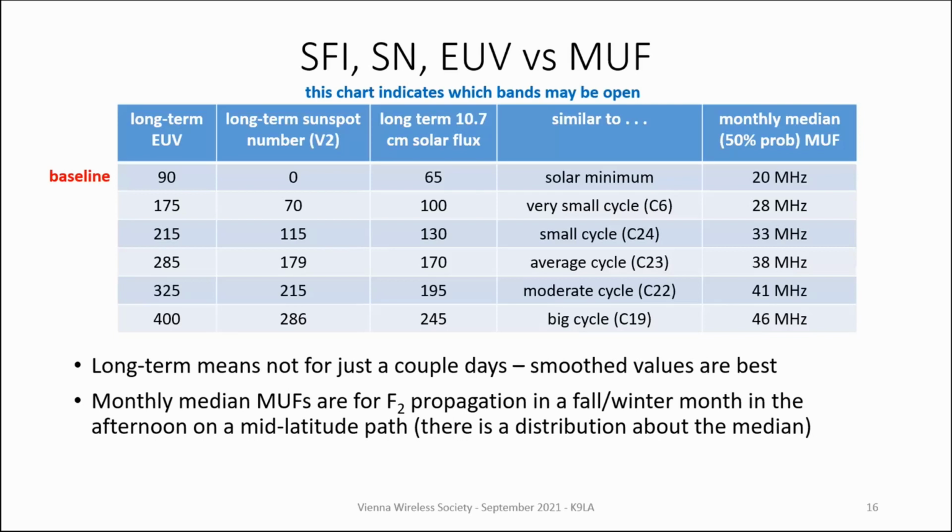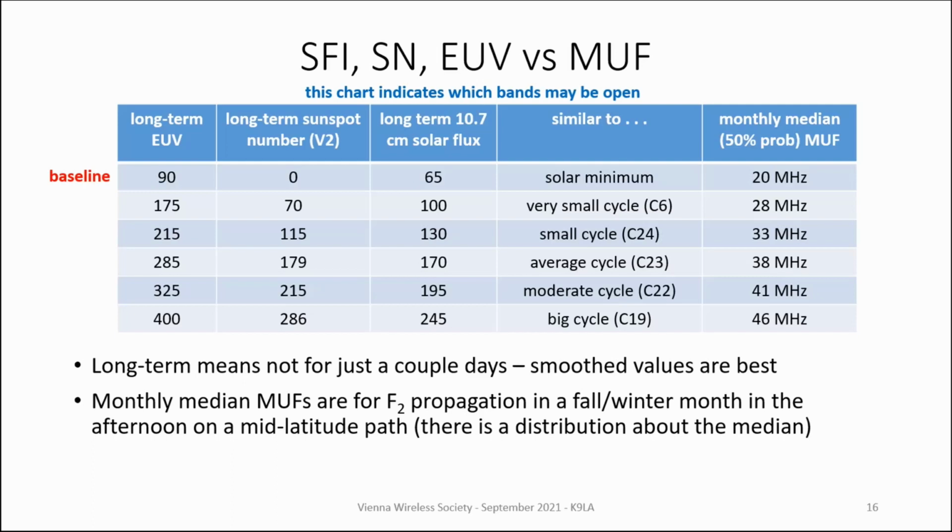It has the 3 parameters, sunspot number, 10.7 centimeter solar flux, and also the EUV on the left. And when all of those are at solar minimum, the MUF, again, it's a monthly median. In other words, on half the days of the month, it'll be at least 20 megahertz. And that also means on the other half days of the month, it's going to be below 20 megahertz. Unfortunately, we don't know which days are good and bad. Like I said, it's a statistical quantity.